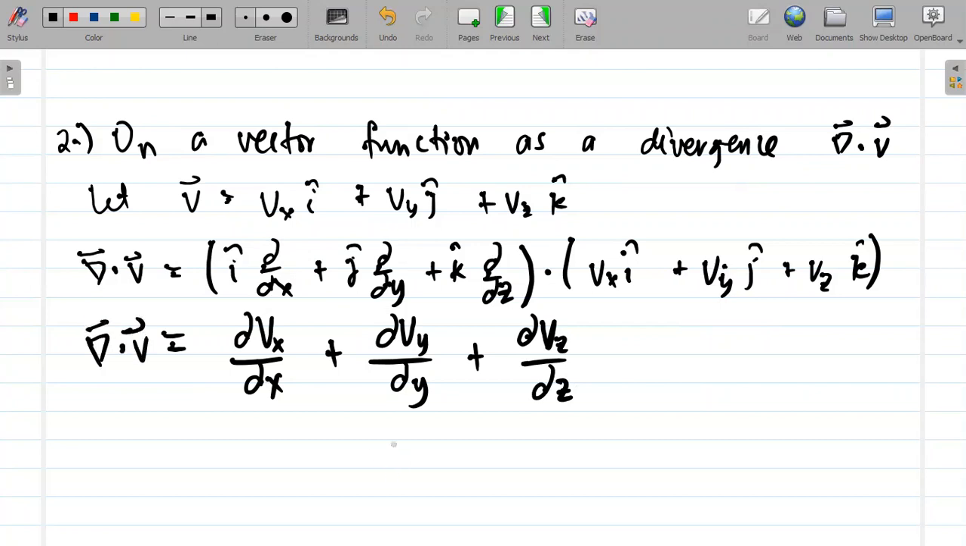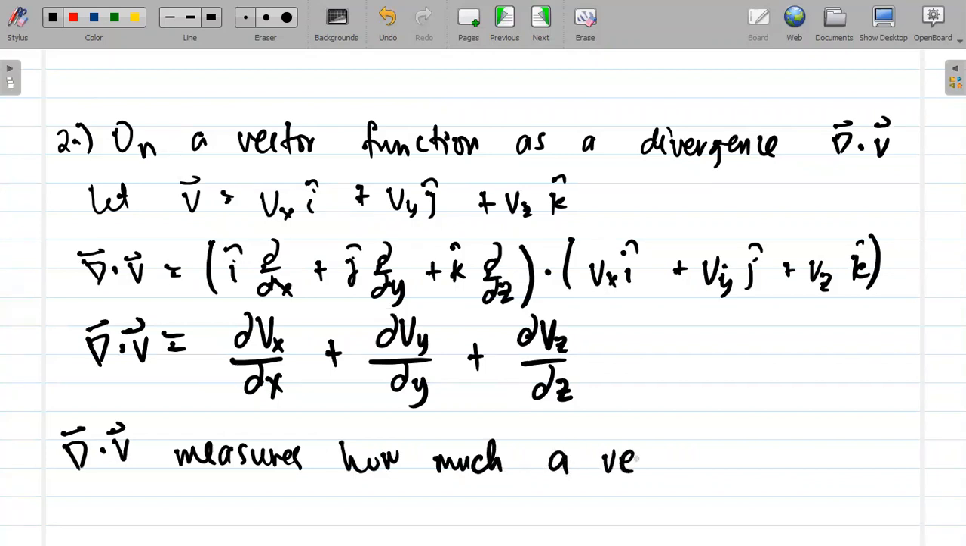Now, what is the physical meaning of divergence, class? Actually, this del dot v measures how much a vector spreads out. Spreads out. That is what divergence means, which is why it is called divergence. How does it diverge?